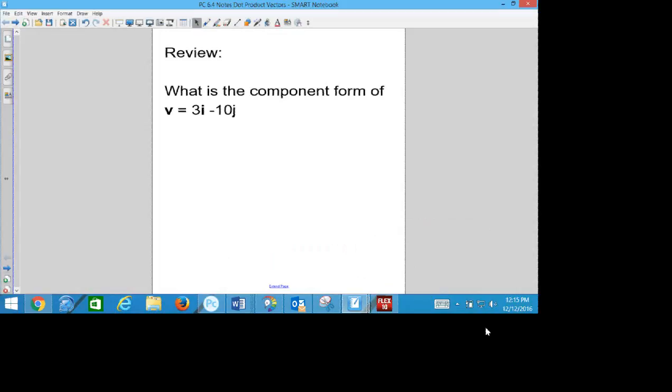What is the component form of that vector? So what is the component form? What is it? Chevron, 3, -10, close your chevron. That is the component form of the vector.